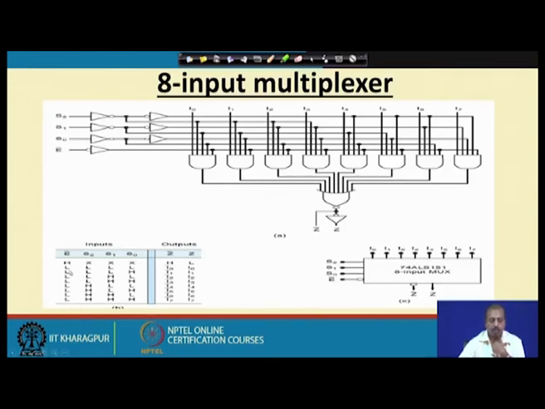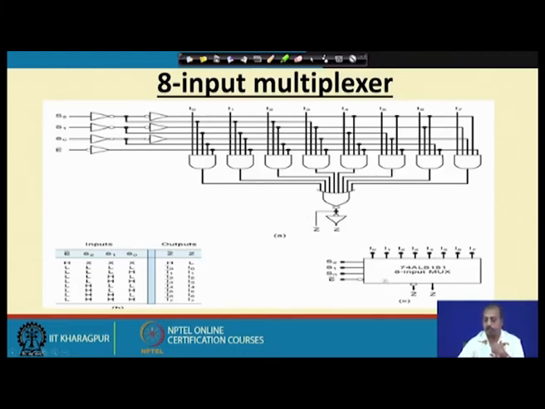Now, if E bar is low, that is, the multiplexer is active, then it depends on the values of S0, S1 and S2. If all of them are low, then the I0 line will be coming to Z. As a result, I0 bar will be coming to Z bar.